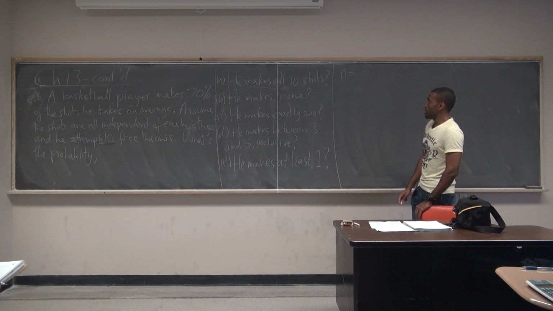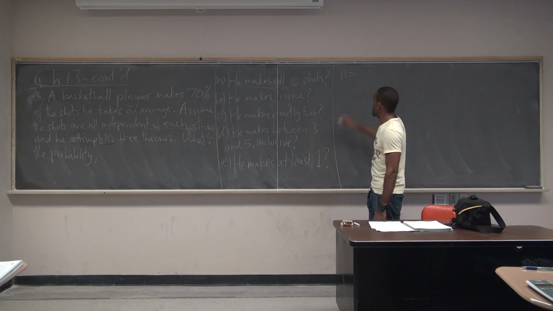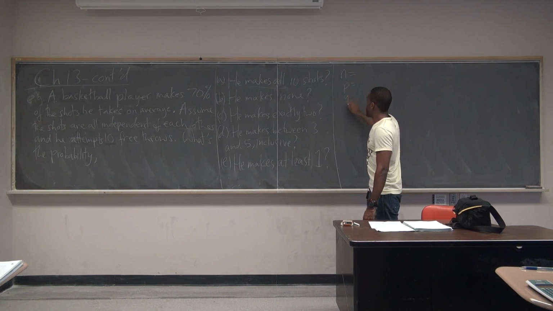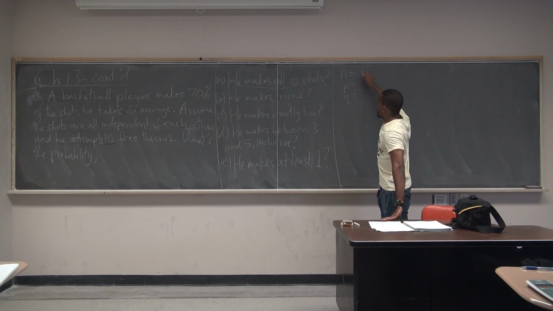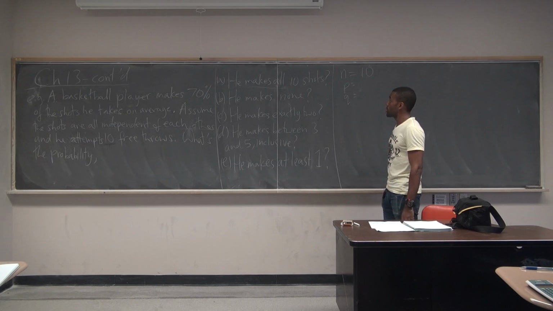Okay, so now here, obviously, first we have to figure out what these pieces are. We need to know what n is, we need to know what p is, we need to know what q is. So n is 10. n is 10, the number of times you're repeating the same thing over and over. p is 0.7. So it's the probability of a success.